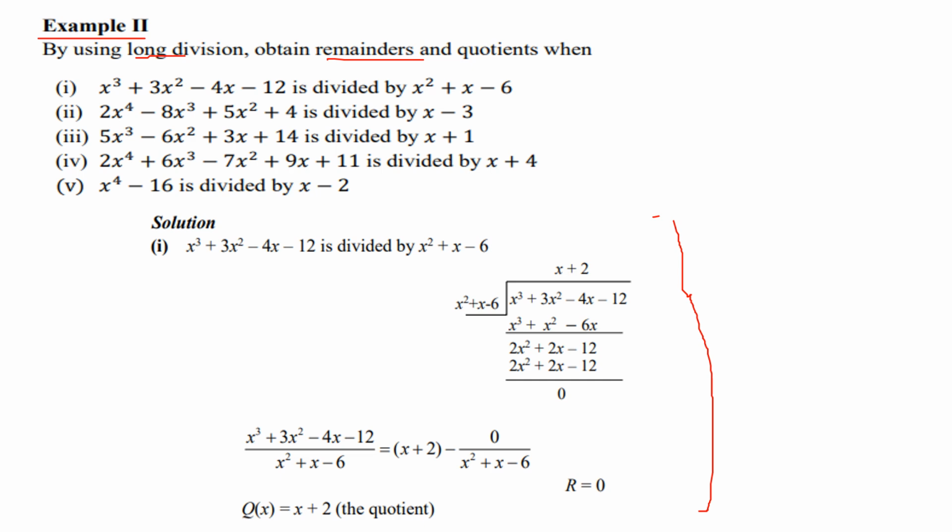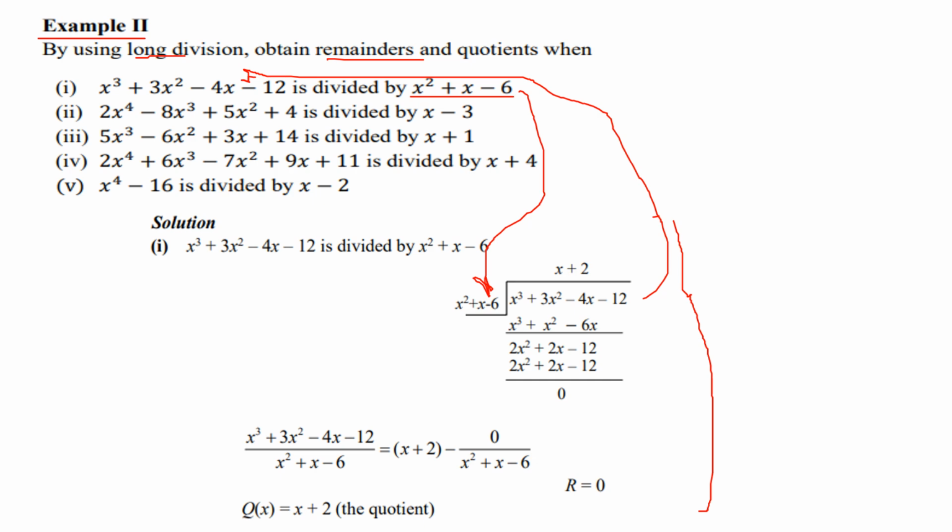So Roman number 1, where our divisor is going to be x squared plus x minus 6. Like for long division, we always put our divisor there. So we put our polynomial under the root. So the polynomial which you are given is there, which is under the root, and it is this one.